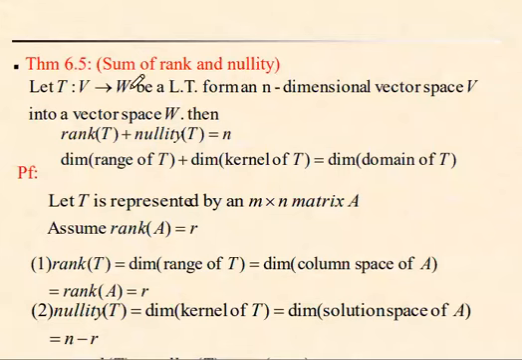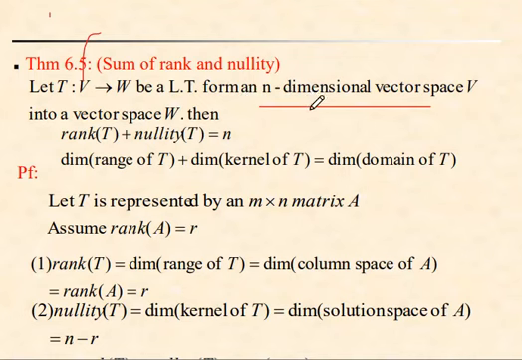So you have a linear transform from V to W. V and W are vector spaces, right? And V is a finite dimensional, n-dimensional vector space. So the dimension of V means that if you pick a basis for V, it has n base elements, linearly independent elements, right?